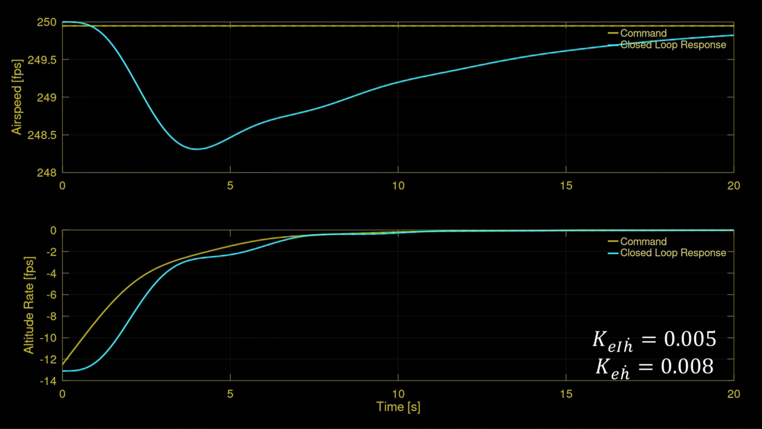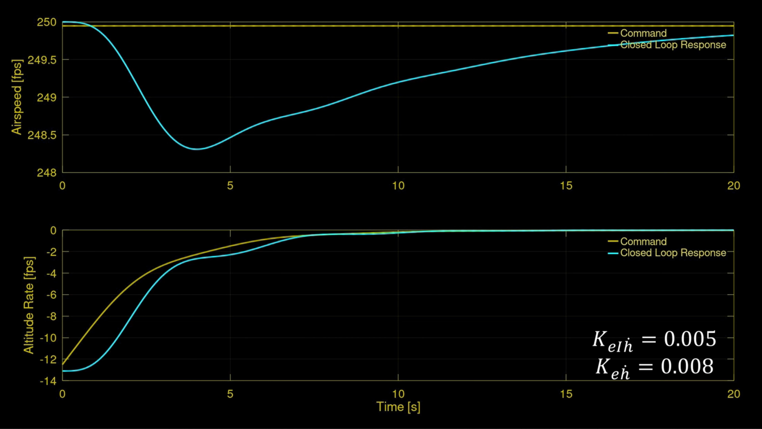After some tuning, we arrive at reasonable tracking performance. The top chart shows airspeed tracking. The bottom chart shows altitude rate, or H dot tracking. Note the small excursion in airspeed as the aircraft attempts to follow the commanded altitude rate. This excursion is less than 1% of the trimmed airspeed, and it ultimately recovers. To learn more about airspeed tuning, check out section 1.6.3.